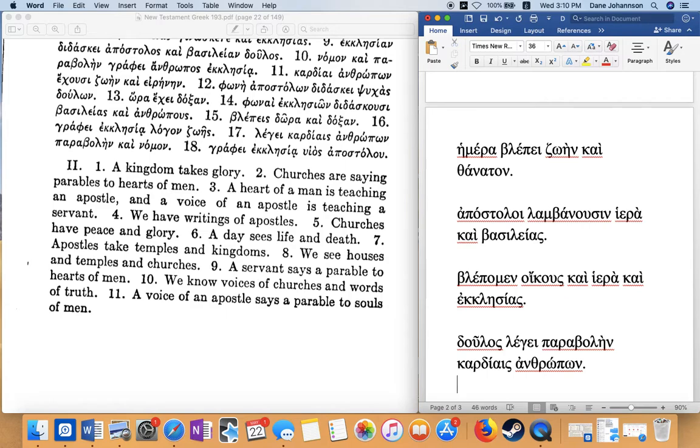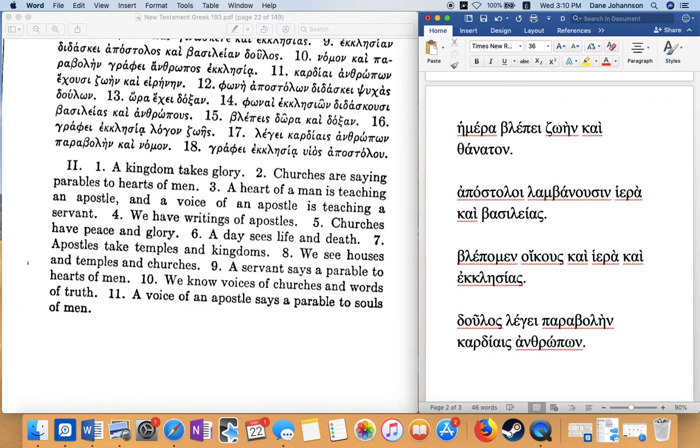Number ten, moving right along. Two more left. We know voices of churches and words of truth. We know. So, ginosko. Omen is we right there. That's what we means right there. We do something. So ginoskomen, first person plural present active indicative of ginosko, which is to know. So ginoskomen, we know. Voices. Ooh. So this has to be accusative. Phonas. Tas phonas. Yes, ginoskomen phonas. We know voices of churches.